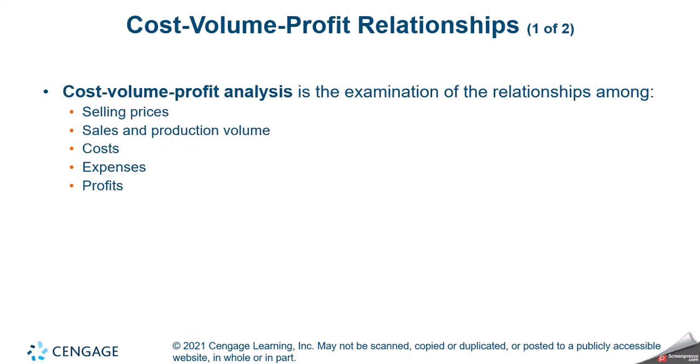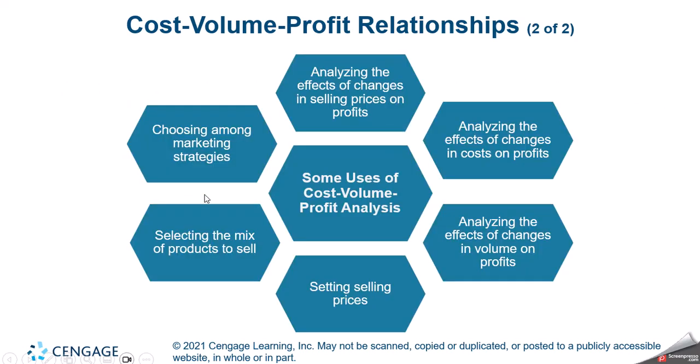Okay, so then our next topic is our cost, volume, profit relationships. So then we're going to talk about our selling price, our production volume, costs, expenses, and what our profits end up being. And we're going to have some formulas that'll help us make some predictions. So then why do we use these? We may want to analyze, what if our selling price, what if we increase our selling price? What's that going to do to our profit?